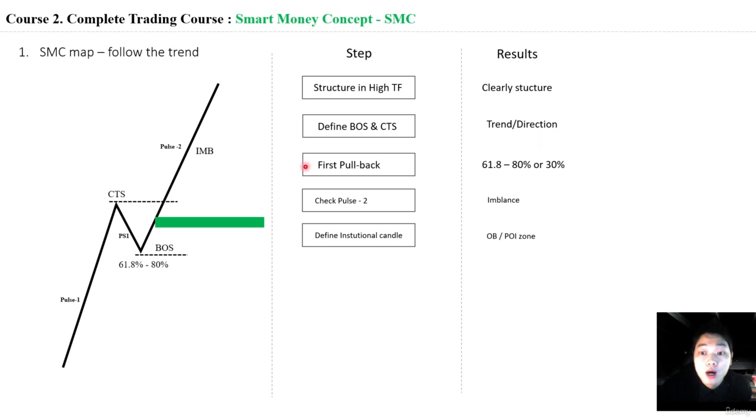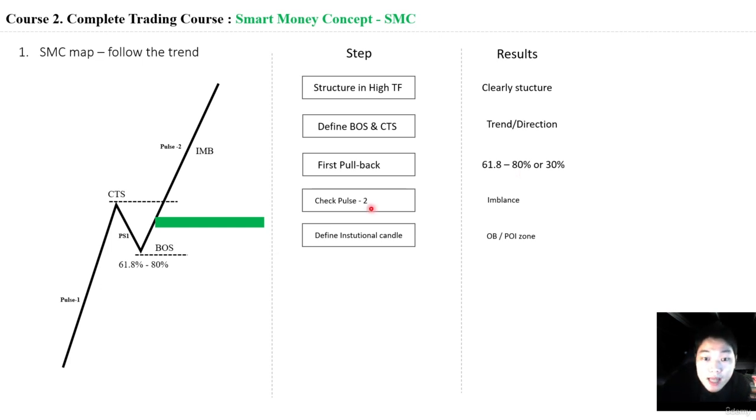The third step is we analyze the first pullback of the market. You can draw the Fibonacci from the low to the high to see whether this structure is a strong structure or a weak structure, by checking whether this pullback comes into the discount zone or the overzone. If the price comes into the discount zone, it means this structure is very strong and the price can continue after this structure. If price does not come to this zone, it means the structure is already weak, and at this time you need to wait for more confirmation, or you can skip this market and just trade in the strong zone to get the highest consistency.